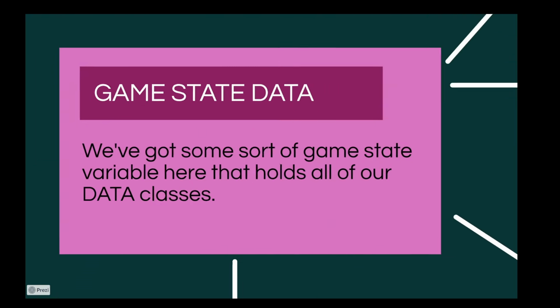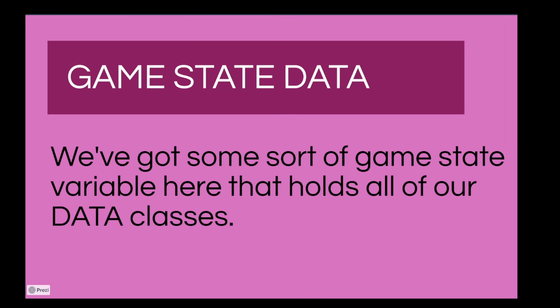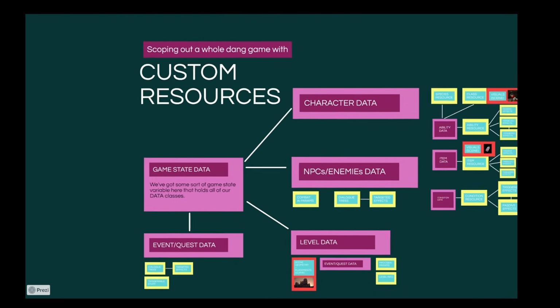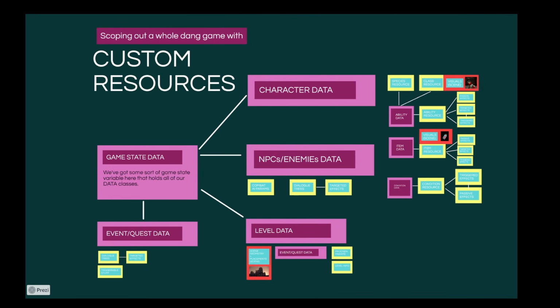At the top level, we have some overarching data state class that holds all of our top level state. This probably doesn't need any specific resources attached to it, but contains a list of state data like characters or items that are in the world.